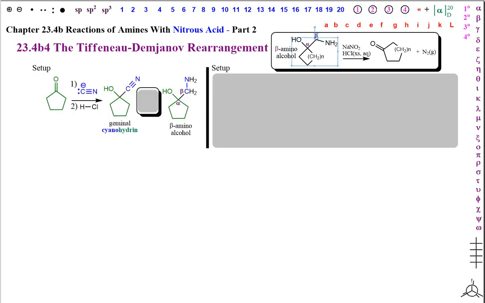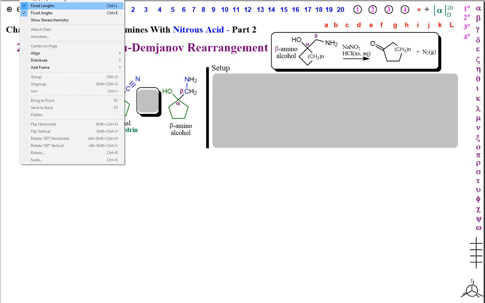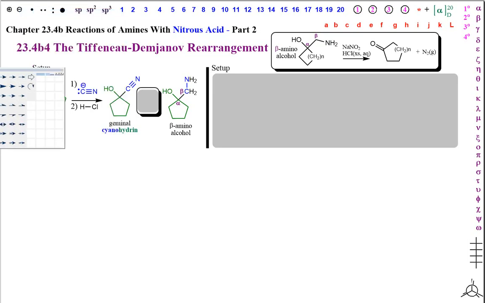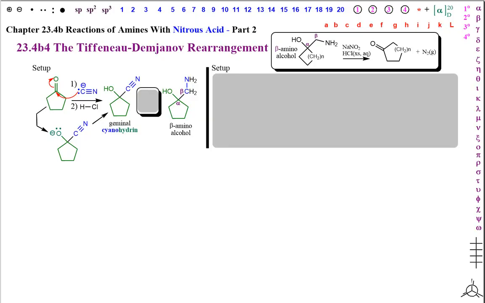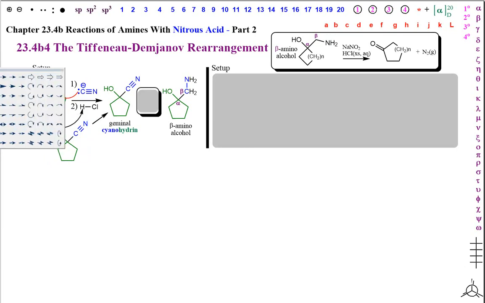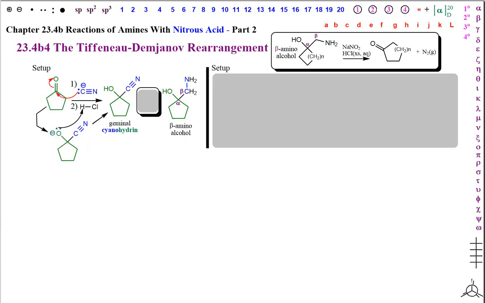I'm going to start with cyclopentanone, react it with cyanide ion, and then hit it up with some HCl. And the mechanism goes as follows. Cyanide's a strong nucleophile. It's attracted to the carbonyl carbon. The pi breaks, becomes a lone pair on the O, creating an O-. The O- protonates with HCl, generating our geminal cyanohydrin, depicted to the right.